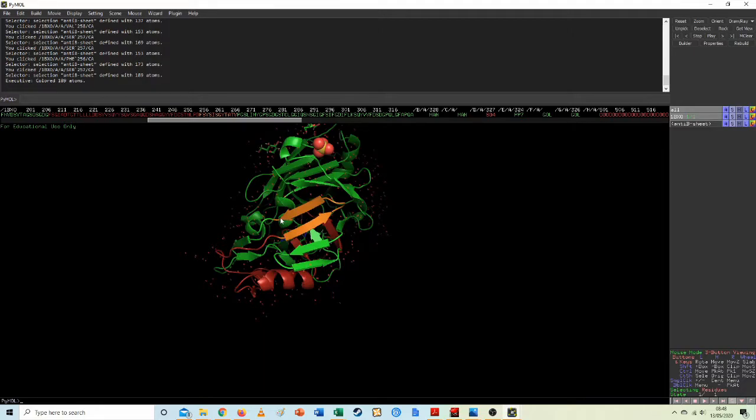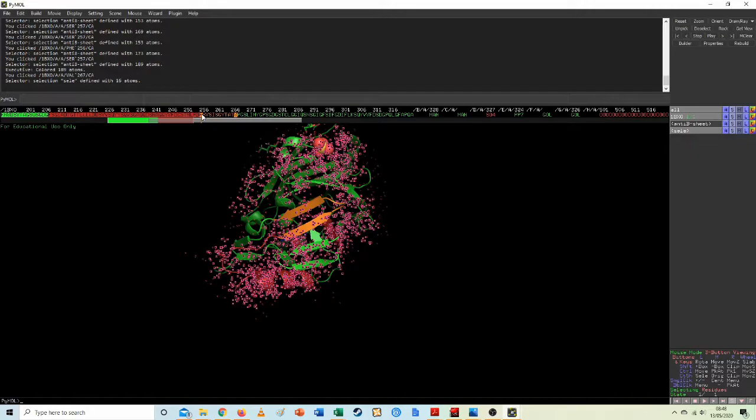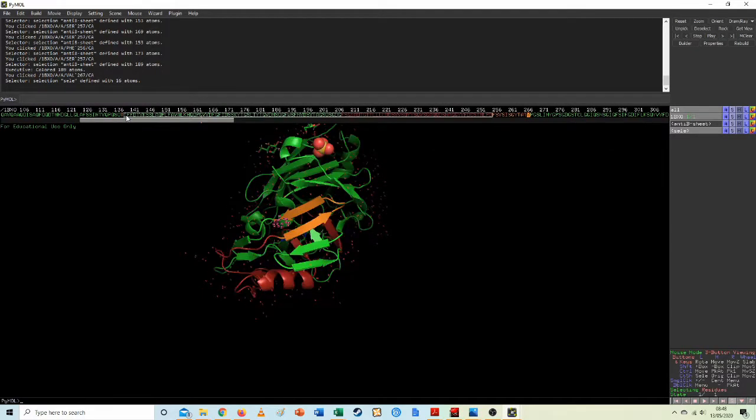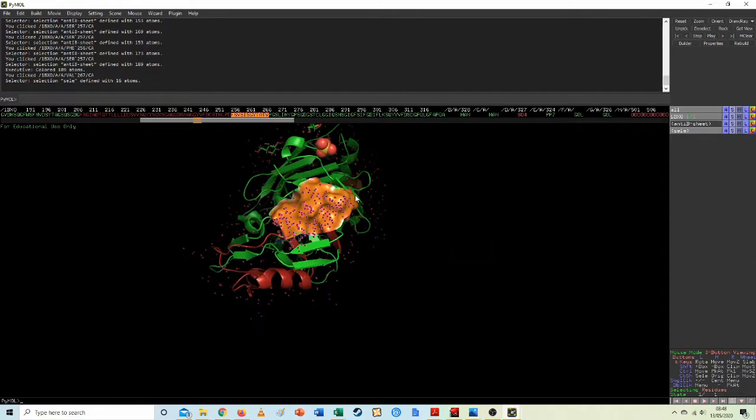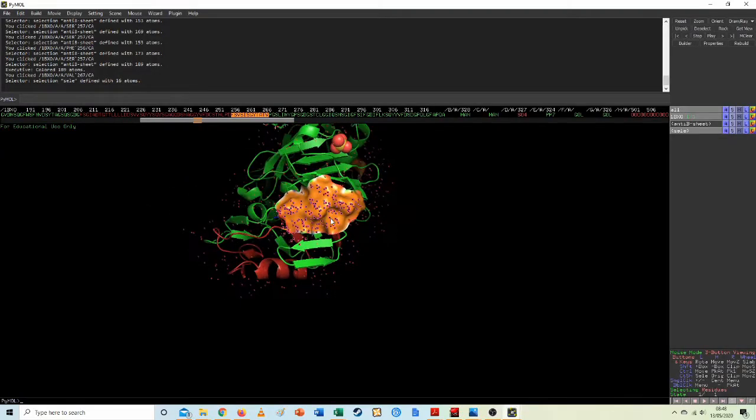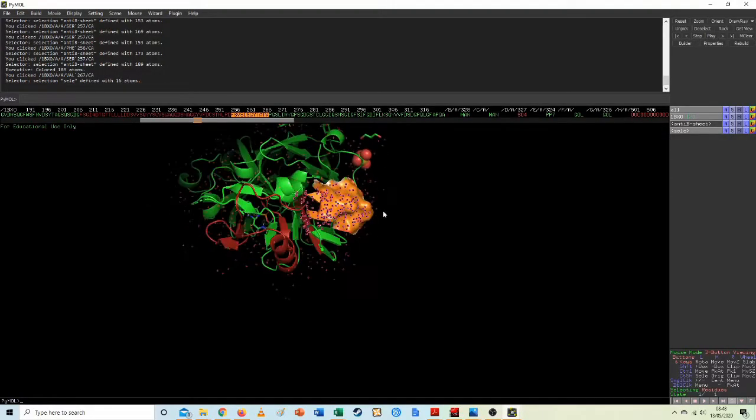So I am going to select these two again. Oh god, no. What have I done? Oh, I'm not having any luck with the beta pleated sheets at all. There. Aha. Right. And what I want to do is show you the surface here. And that surface is a nice flat surface for that section.